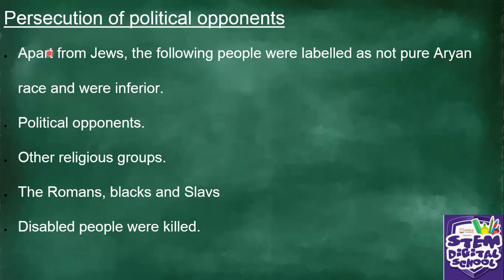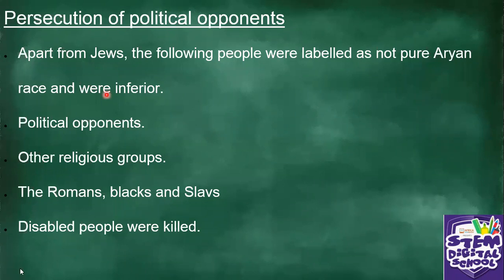And then we look at the persecution of political opponents. Apart from Jews, the following people were labeled as not pure Aryan race and were inferior: political opponents, other religious groups, the Romans, blacks, and slaves. Disabled people were also killed. So all of these people were persecuted because they did not support what? The Nazi Party. So it's not only the Jews, also these people who were not supporting the Nazi Party. Okay.